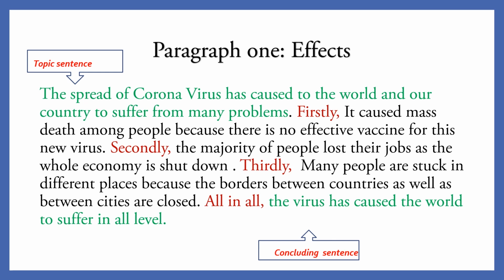We link between the first sentence and the next. Then we have "all in all" to speak about the concluding sentence. The virus has caused the world to suffer in all levels. So this is one way of writing about effects. Okay, but you can write about other things.